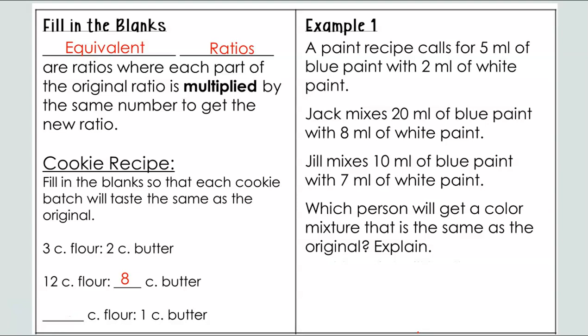On the other hand, if we're going from 2 cups of butter to 1 cup of butter, this time we're multiplying by 1/2. So we're doing the same thing to 3 cups of flour. When we do this, we get 1.5 or 1 1/2 cups of flour.